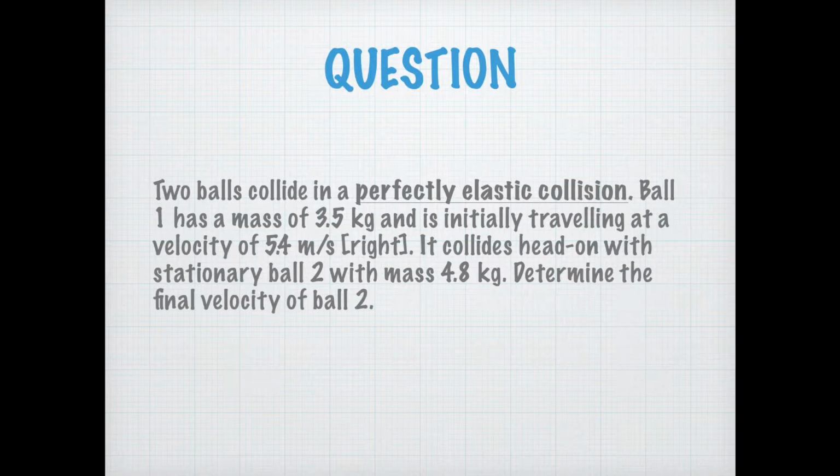Today I will be doing page 236, number 1. The question is, two balls collide in a perfectly elastic collision. Ball 1 has a mass of 3.5 kilograms and is initially traveling at a velocity of 5.4 meters per second to the right. It collides head-on with a stationary ball 2 with mass 4.8 kilograms. Determine the final velocity of ball 2.